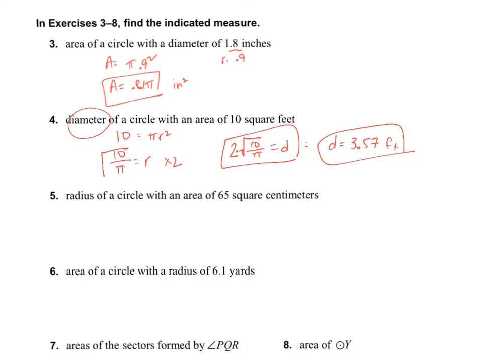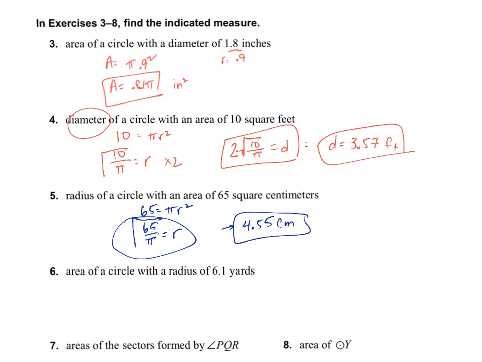The radius of a circle is what we have to find with an area of 65 square centimeters. So 65 equals pi r squared. 65 divided by pi, and take the square root of that. That would be our radius. And again, you can leave it like this, but most likely on your homework they're going to want you to change it to a decimal, and that would be 4.55 centimeters. All right, moving on to the next one here.